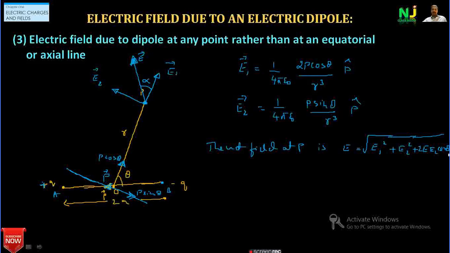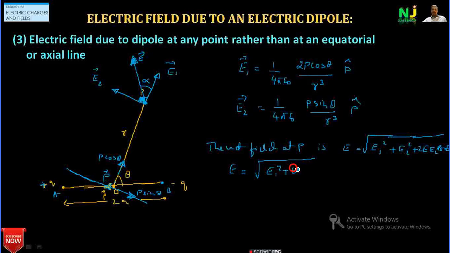Cos of 90 is equal to 0. So E1 vector is the electric field due to the P cos theta dipole, and E2 is the electric field produced by P sin theta. So you are taking the resultant of E1 and E2. Finally, E is equal to the square root of E1 square plus E2 square only remains. Let us substitute.